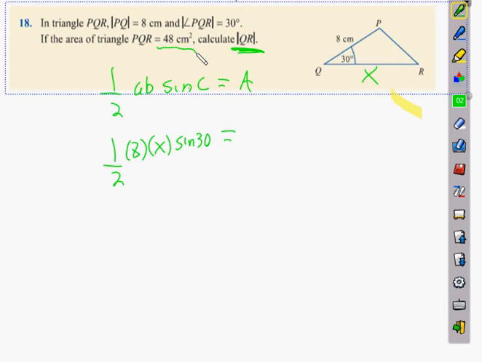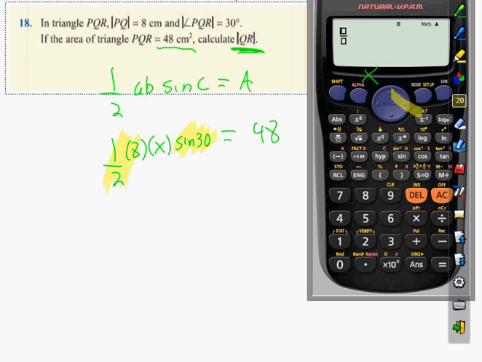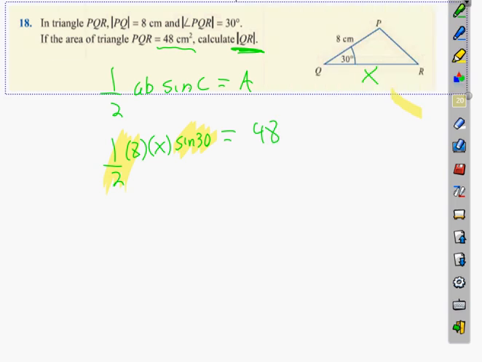48. Now, what I'd like you guys to put in your calculator is ignore the X for a minute and just put the part shaded in yellow. So what you're looking at putting in would be half 8, bracket 8, bracket sine 30, 2. So, what you're going to learn next is that 2x equals 48. X therefore has to be 24.